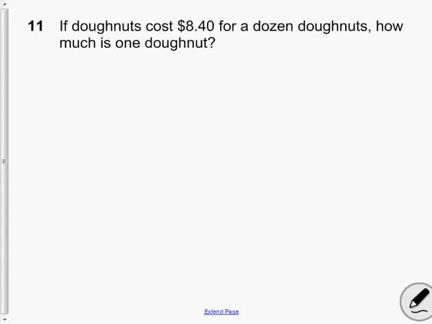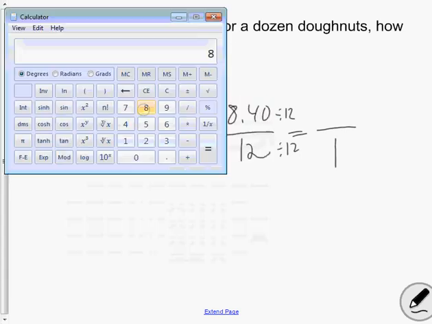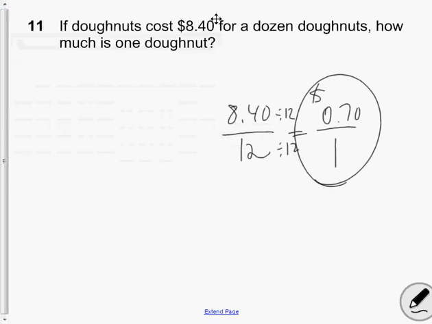Question 11, if donuts cost $8.40 a dozen, how much is one donut? Really, I'm just asking if you know what a dozen is. That's 12. How much is it for one? Believe it or not, there still are students who don't know what a dozen is. All right. So $8.40 divided by the 12 donuts means the cost of a donut is 70 cents. If they put 0.7 and didn't define it as being $0.70, just circle it to make sure they understand that on the exam. They better be very careful with units, right?